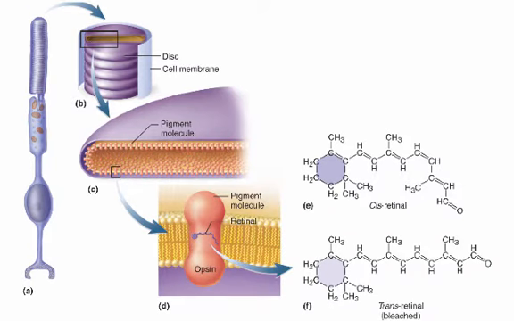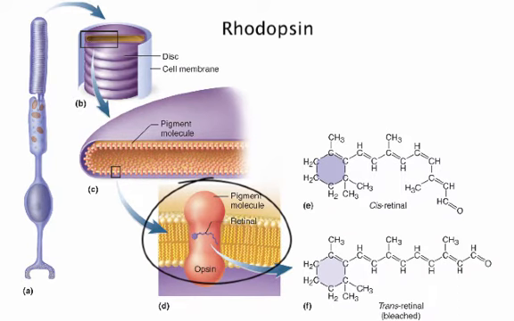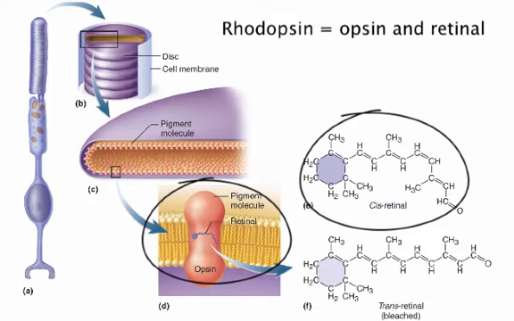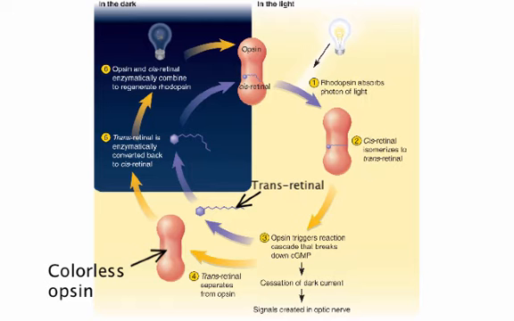Rods contain a pigment called rhodopsin. This is also called visual purple. It's a combination of two molecules called opsin and retinol. In the dark, the retinol molecule has a bent shape called cisretinol, but when it absorbs light, it is transformed into a straight form called transretinol. This form then breaks away from the opsin, leaving the opsin colorless instead of violet. For this reason, the process is called bleaching.